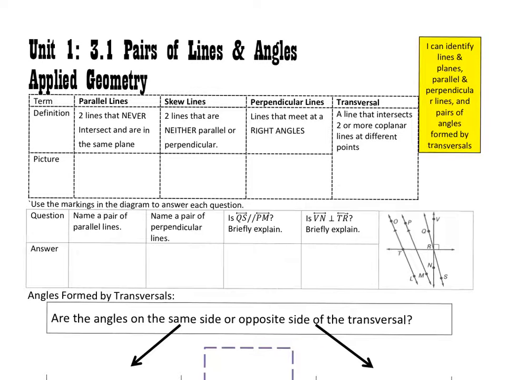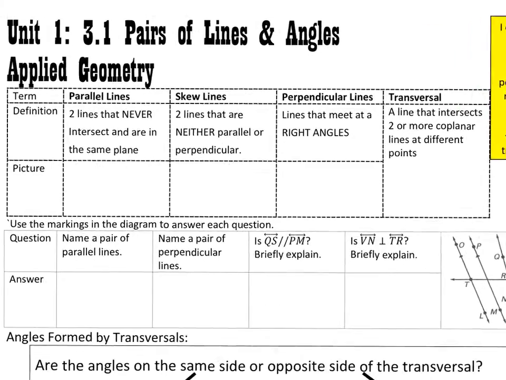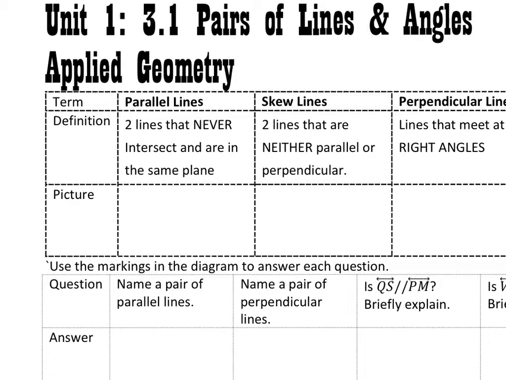Hey guys, we're going to talk about 3.1 today, which is pairs of lines and angles. We're going to be working with this over the next few days. And so if it's a little confusing today, we're going to be spending some more time. The first part is kind of easy though. It's just review of different types of lines.